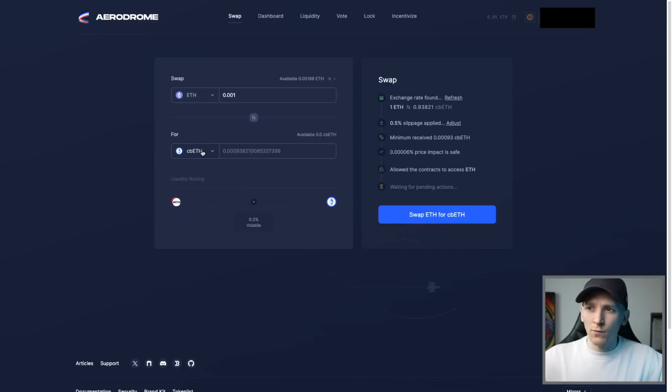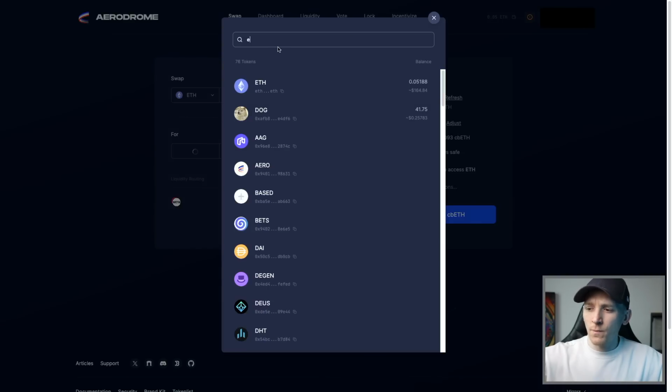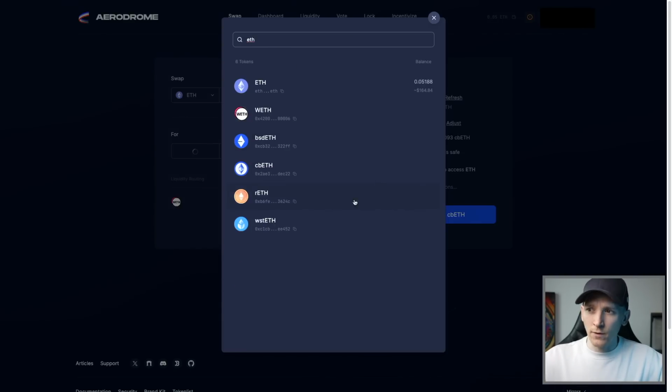And then what do I want to swap it into? I'm going to swap it into a liquid staking token. These tokens are Ethereum that's been staked, so they have the same price as the ETH token, but they also accrue the staking rewards, which right now is about 3%.